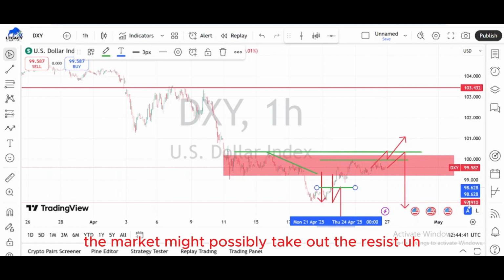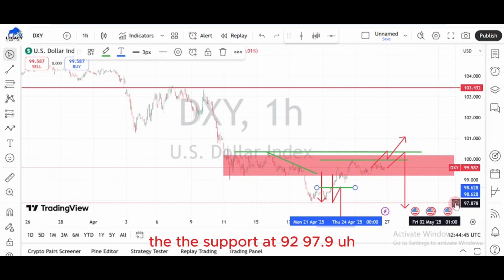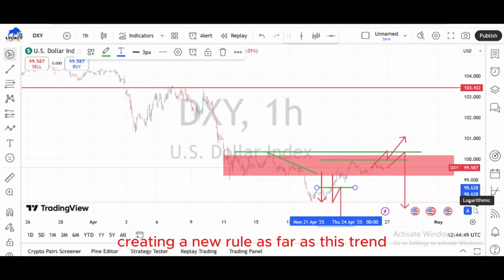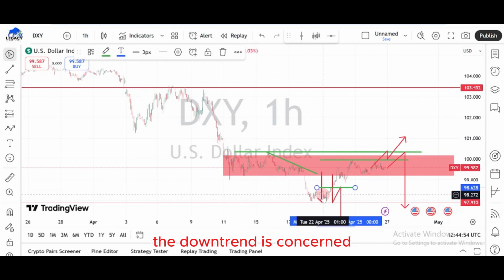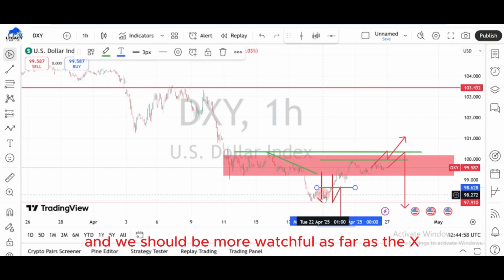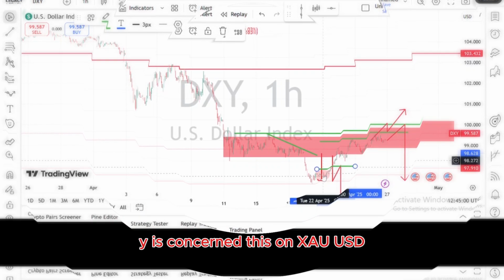And finally, before the end of the week, the market might possibly take out the support at 97.91, creating a new low as far as this downtrend is concerned. So we should be more vigilant and more watchful as far as the DXY is concerned.